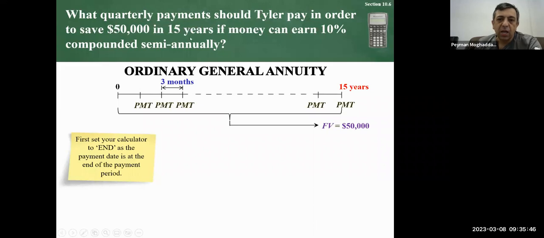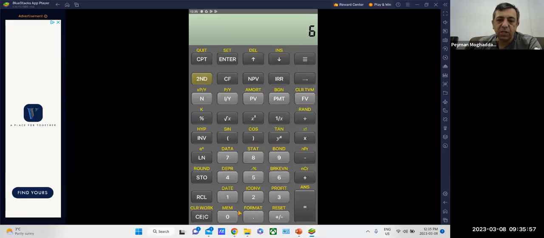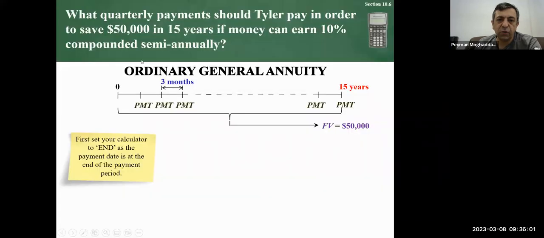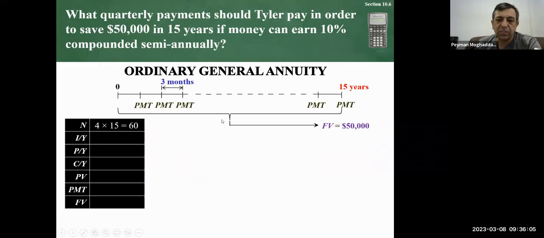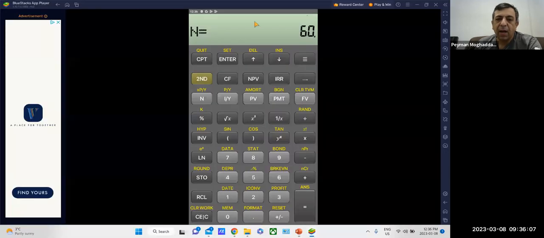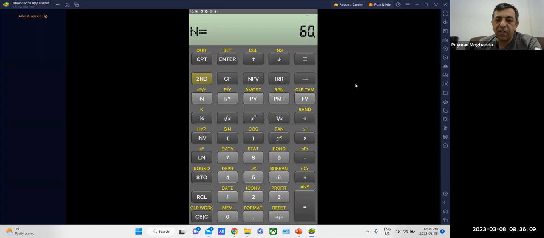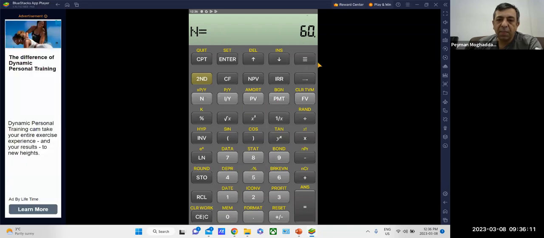N is going to be number of years multiplied by number of payments per year. So we pay quarterly, I mean every 3 months. So the number of payments per year is going to be 4, multiplied by 15 years. So 60 payments. 4 multiplied by 15, 60 payments, right? So N is 60. Now we have this, we have that, and then we have to go to P over Y and C over Y.